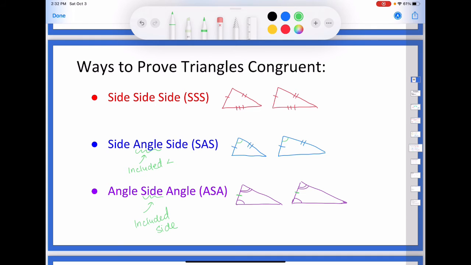Because if I know that this angle is holding this side in place here, and this angle down here is holding this side in place, and I know exactly how far apart they are, then there's only one way for these guys to meet, and that's if these two are the same length as these ones. So that's why it has to be that included side. So our three ways to prove triangles congruent: side, side, side, SSS; side, angle, side, SAS; and angle, side, angle, ASA. And you do have to be careful that when you have the two pairs of sides, it's the angle in between them. When you have the two pairs of angles, it's the side in between them, the included side.